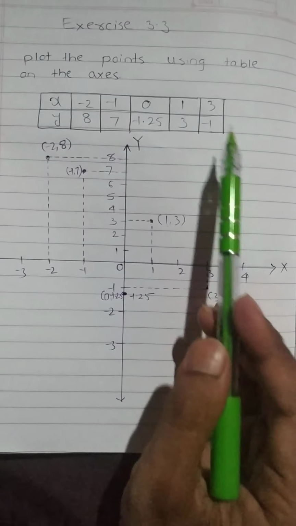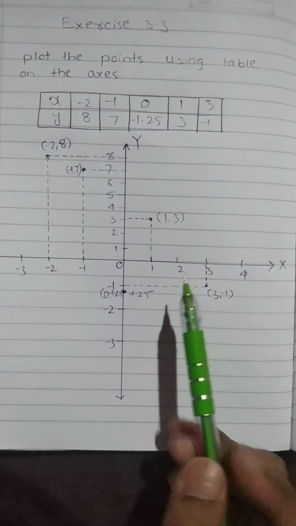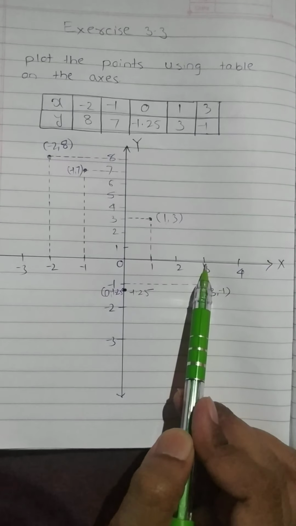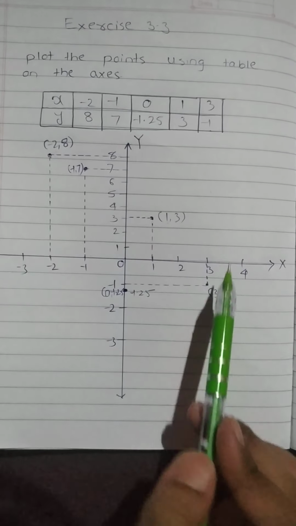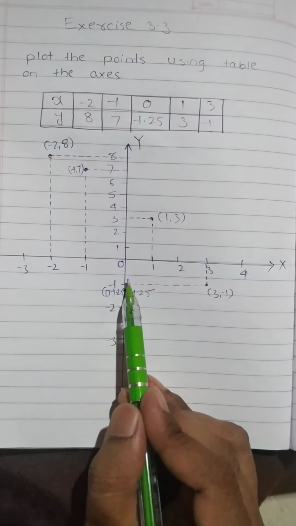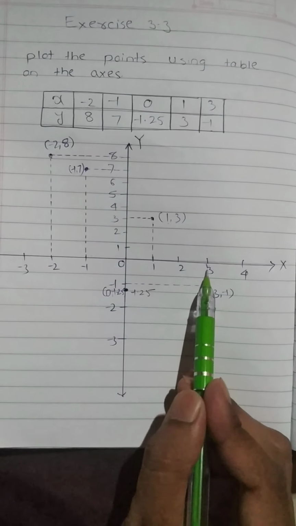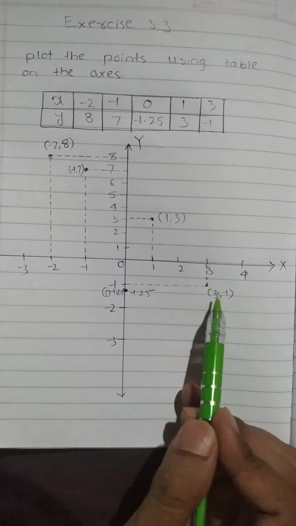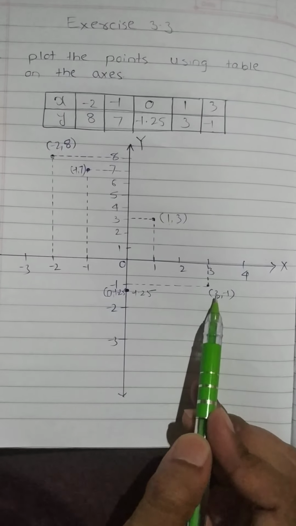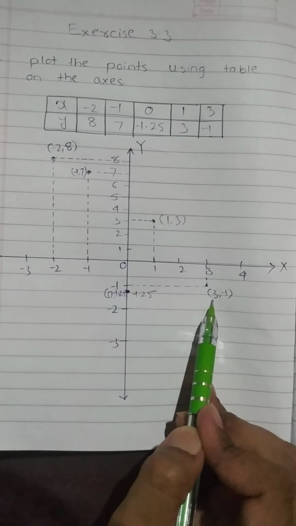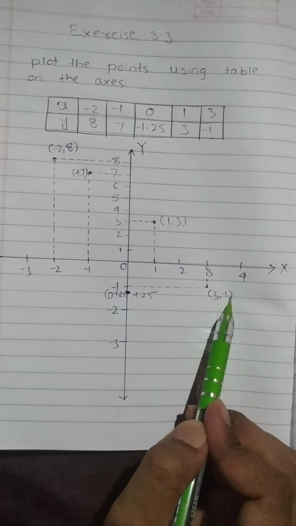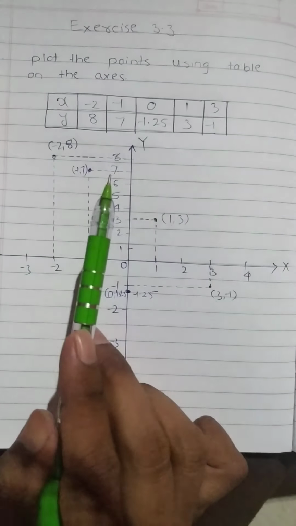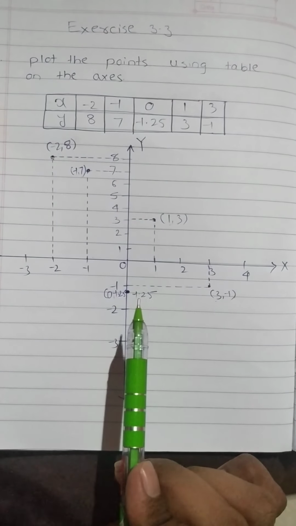Next, 3 comma minus 1. So dear students, we have to find 3 on the x-axis. So where is 3? We find 3 here, okay, and on the y-axis we have to find minus 1. So minus 1 is here. If we find a point of contact here, draw the perpendicular. On the x-axis it is 3, and on the y-axis it is minus 1. So we can call this point 3 comma minus 1. So dear students, by using this we can find the different points on the coordinate axis.